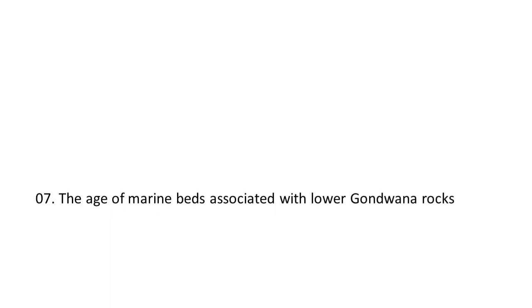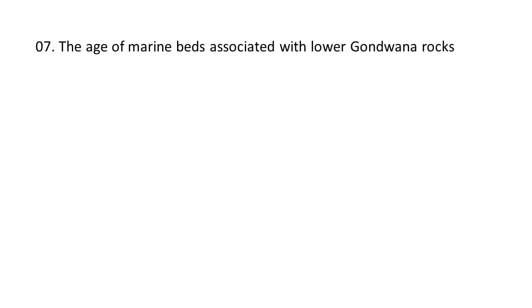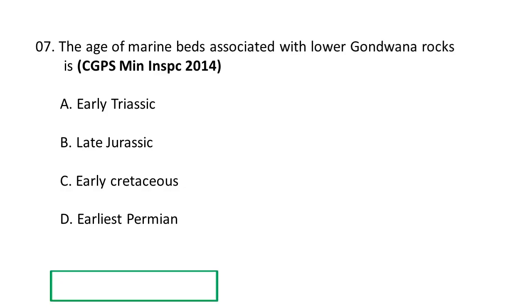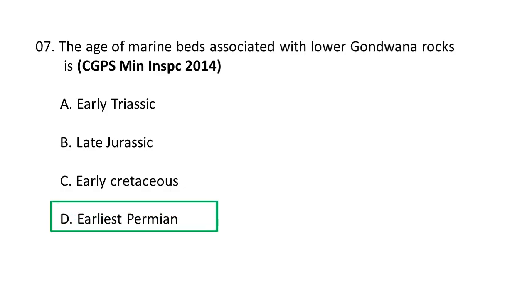Next question. The age of marine beds associated with the lower Gondwana rocks is A. early Triassic, B. late Jurassic, C. early Cretaceous, and D. earliest Permian. The age of marine beds which are associated with the lower Gondwana rocks is the earliest Permian. Marine beds associated with the lower Gondwana rocks are of an early Permian age. So, D is the correct option.